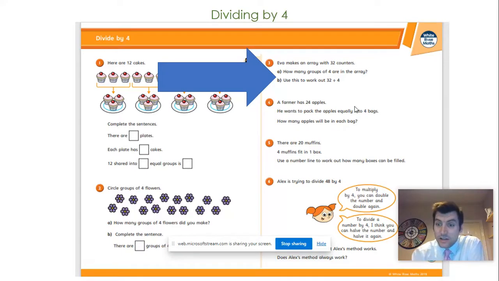And if you fancy sending us a photo of you doing that, that'd be great, because I know you haven't necessarily got the place value counters. Well done for keeping going with your work. I look forward to seeing all that.